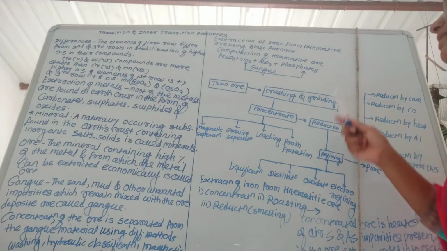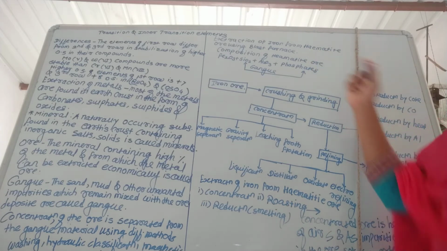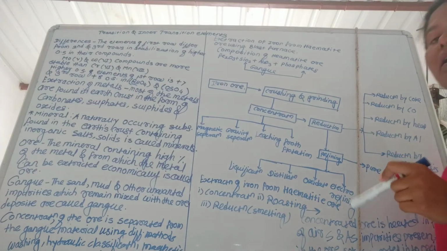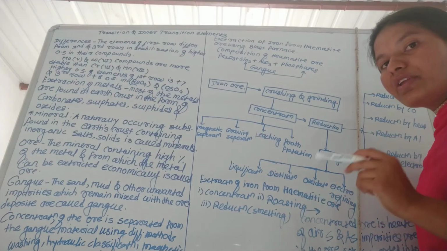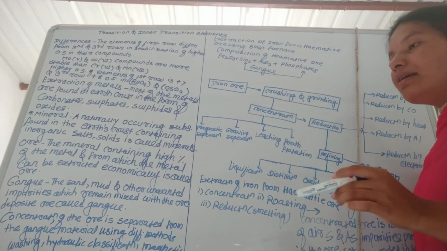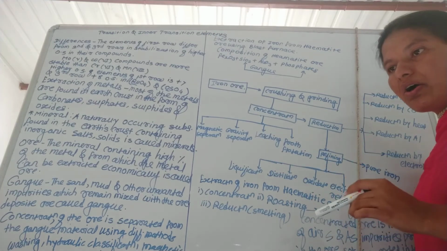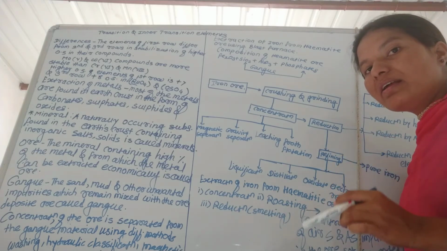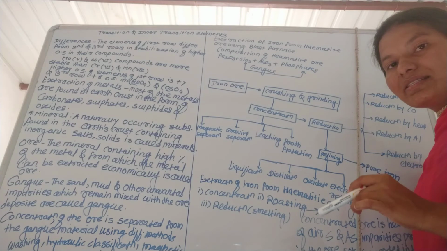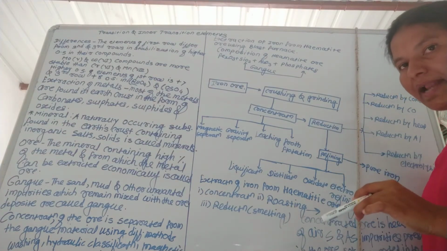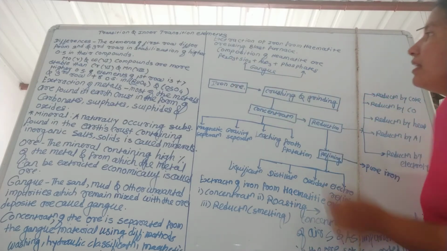You want the extraction of iron from hematite. How can you extract iron from hematite ore? Why is the ore of iron hematite? Because the percentage of iron in hematite is the maximum. That's why the ore of iron is hematite. And what is this? Fe2O3.